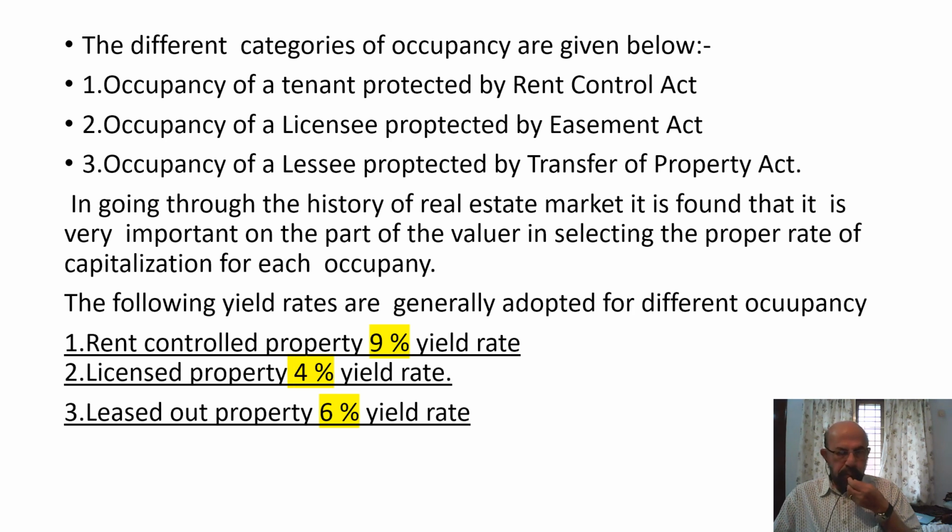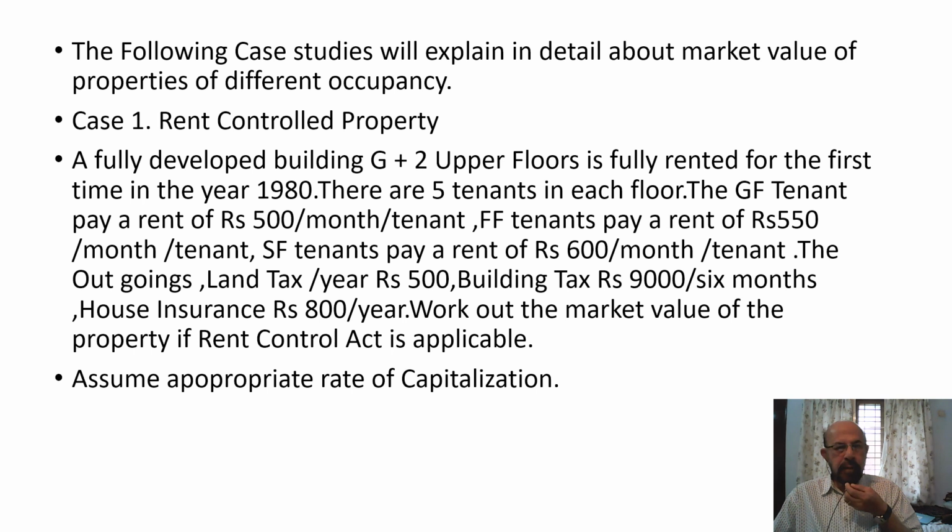Rent controlled property is 9% yield rate. Licensed property is 4% yield rate. Leased out property, 6% yield rate. The following case studies will explain in detail the market value of properties of different occupancy. Case 1. Rent controlled property.